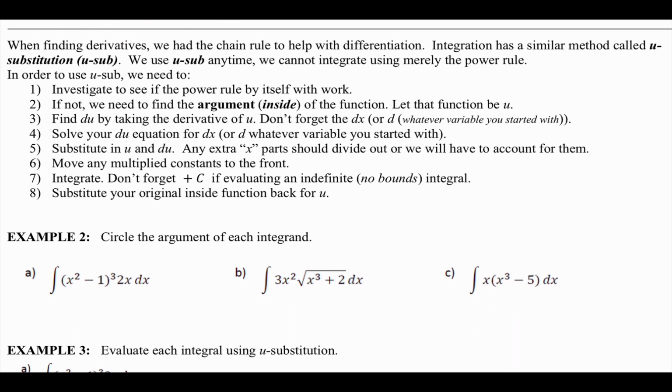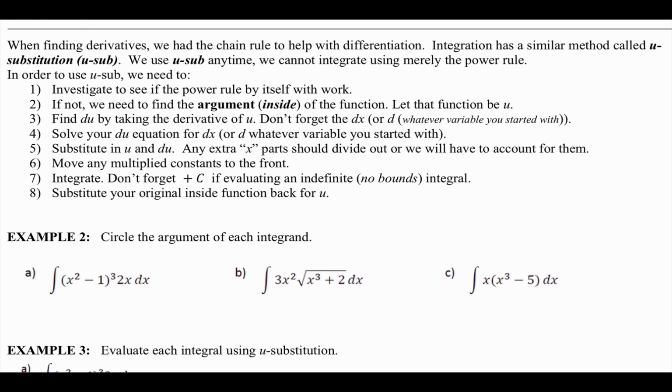Okay, so it's got 8 steps. It's not very hard if you follow each of those 8 steps, okay? So the first one is to investigate to see if the power rule by itself will work. If we can use the power rule, like on your quiz, use it, okay? Power rule is the easiest one to use. Use it. If you can't use it by itself, then you have to use U-substitution.